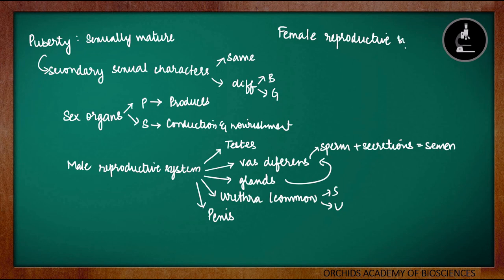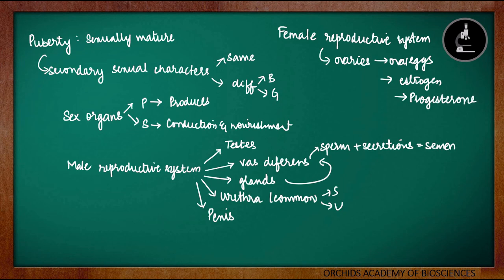In the female reproductive system, we saw that the gonads in females are called ovaries, which are responsible for the production of ova or eggs, and also for the production of estrogen, which is responsible for the secondary sexual characters, and the progesterone hormone, which is responsible for the maintenance of pregnancy.